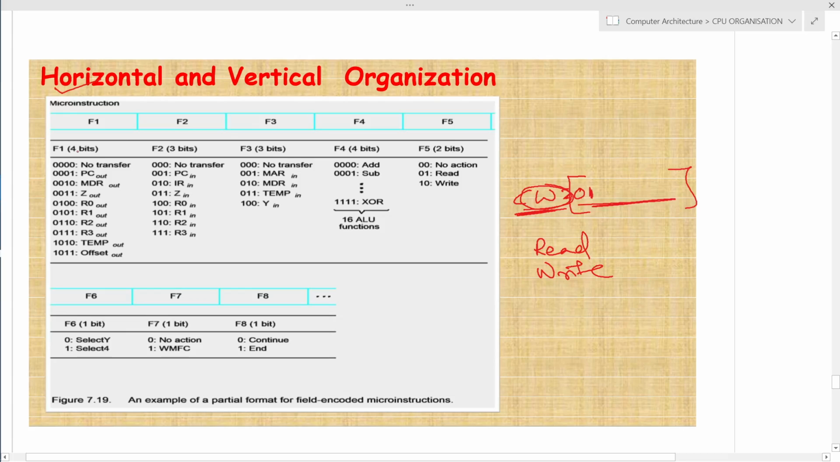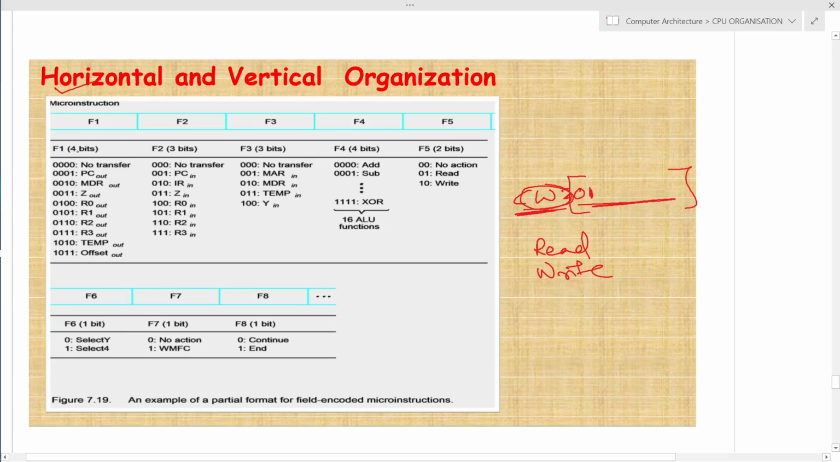So in vertical organization, we may need 4 plus 3, 7 plus 3, 10, 14, 16 plus 3, 19 bits in total, to represent all the signals. In comparison to the horizontal-based approach, where we are using around 60 to 70 bits.